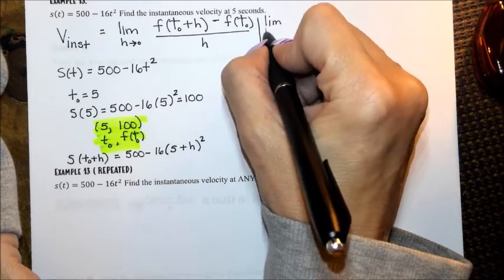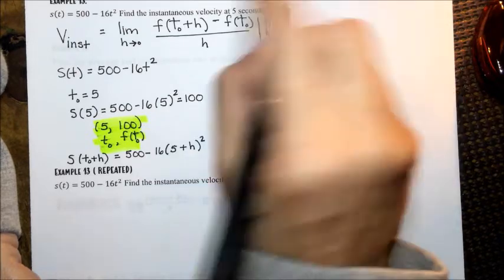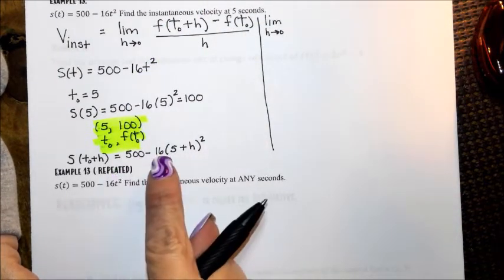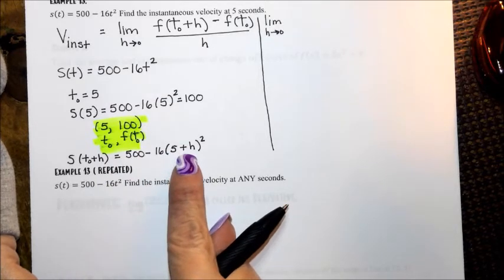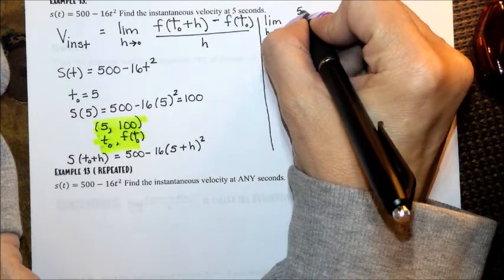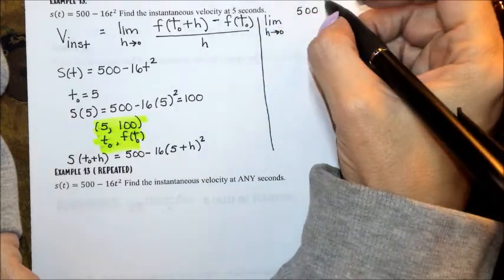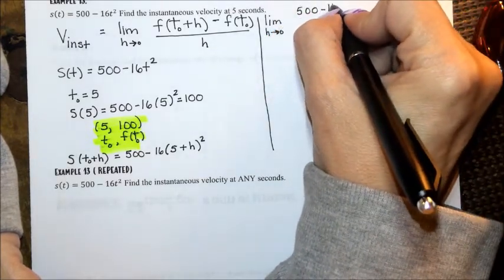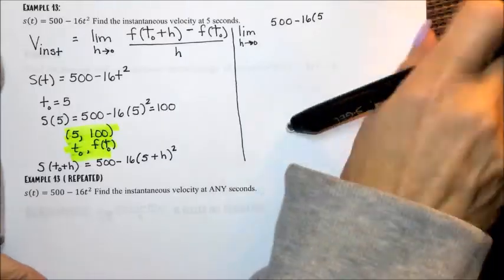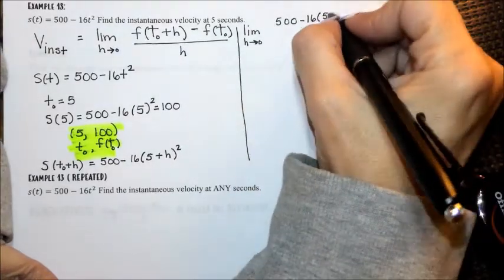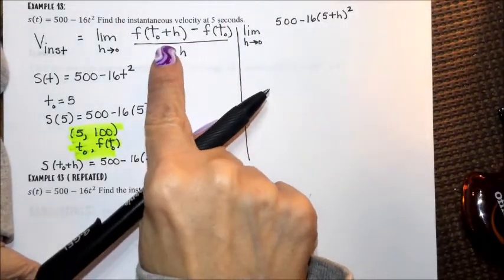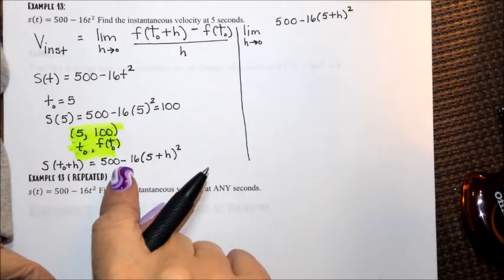As h approaches 0, f of t naught plus h. That's this right here. That's this times this. Now, this times this, we're going to plug it in, but then we're going to do a little bit of algebra off to the side. Minus 16 times 5 plus h squared. That is this right here.